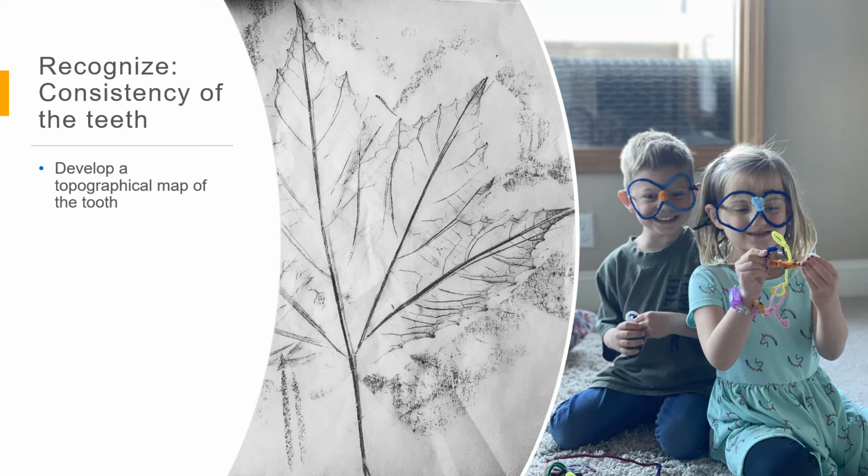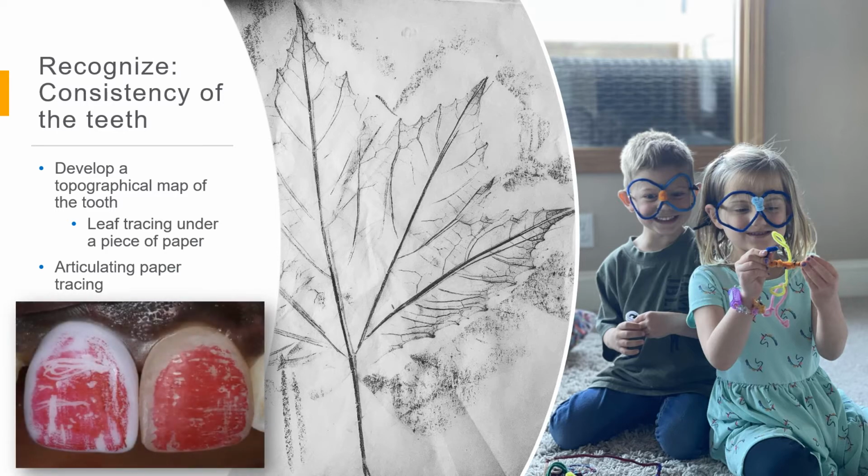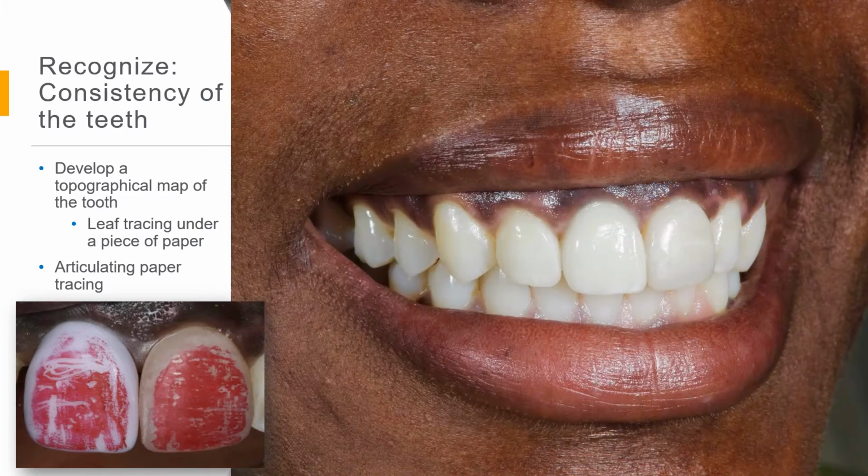But I also think of the imagination of my children and some of those things that we can apply to our everyday practice. So when I recognize the consistency of teeth, I think of the practice of leaf tracing under a piece of paper. This leaf was traced by my daughter. It's a pretty awesome maple leaf that we found just down the road from our house. And I thought about it, you can do the exact same thing with articulator paper to trace a natural tooth. So you can see here, when I work on a central incisor, we take a little piece of articulating paper, we drag it across, and then we can recognize some of our topographical features of our tooth.